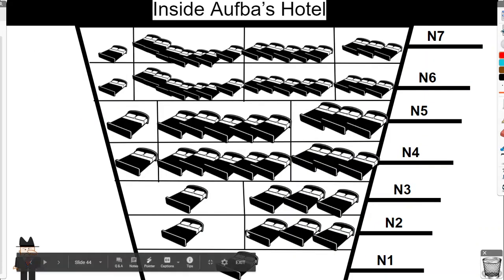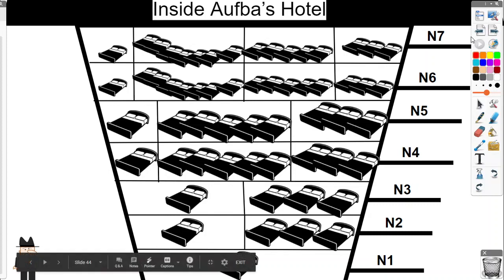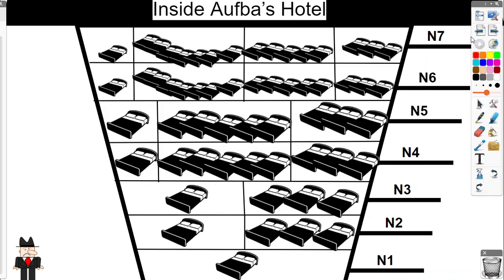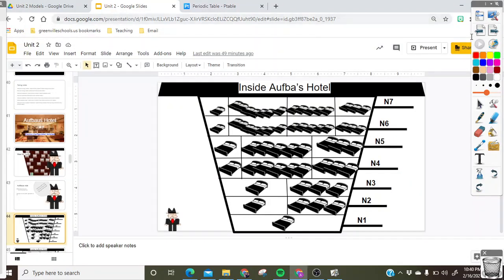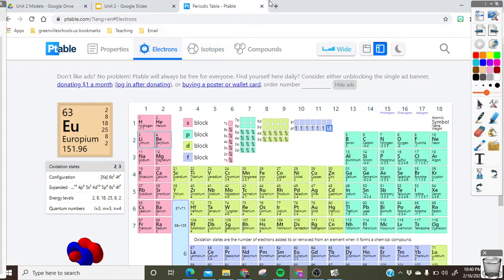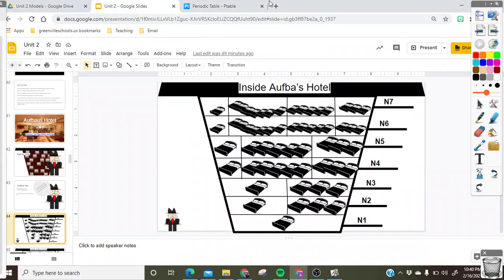Okay, so if we were to look inside of the hotel, this is what we would wind up saying. We have 7 different floors. These 7 different floors correlate to the energy levels of an atom. It also correlates to the 7 periods of the periodic table. So if we were to look over at the periodic table, there we go, we would see that the periodic table has 7 periods, 1 through 7. And so it turns out those 7 periods correlate to Aufbau's hotel. This is basically just a periodic table flipped upside down.